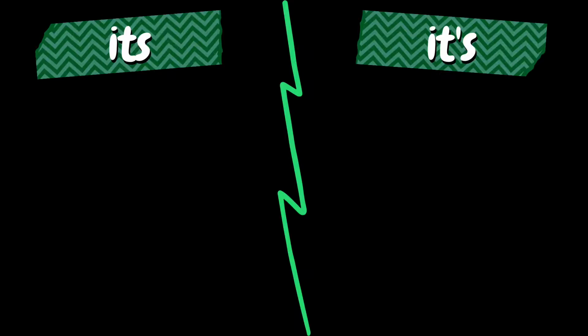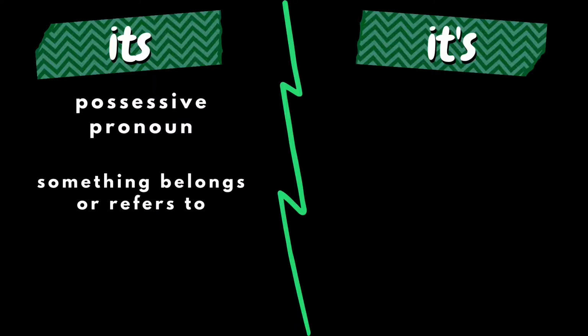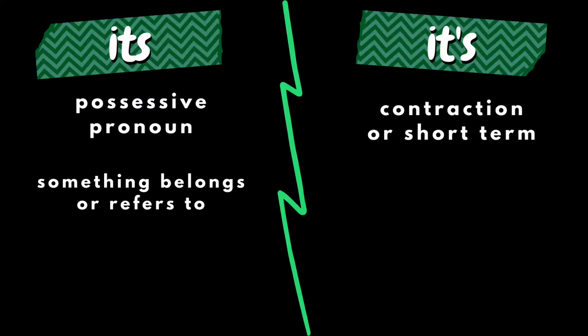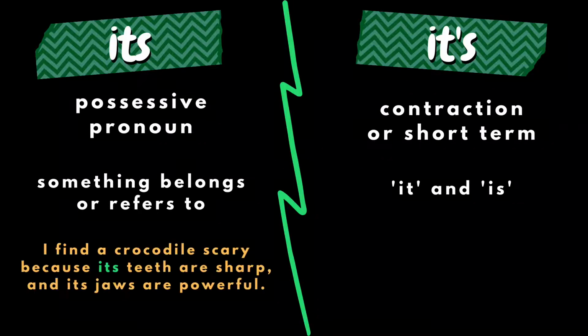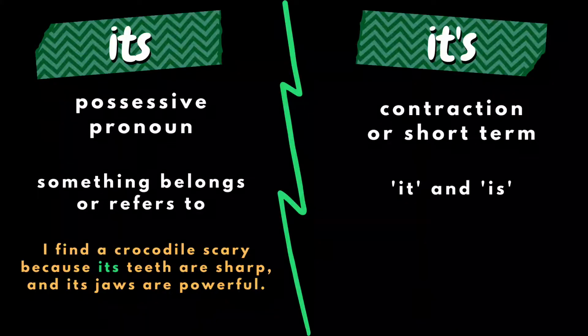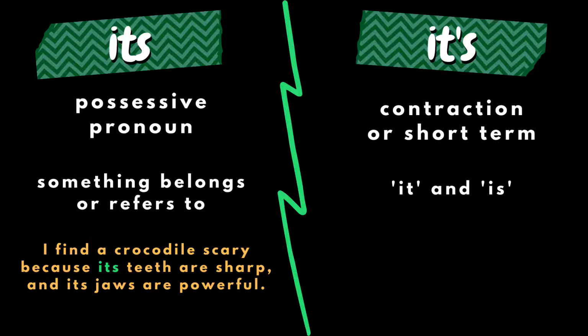The first pair is its without an apostrophe and it's with an apostrophe. The first word is a possessive pronoun, which is used to say that something belongs or refers to. The one with an apostrophe is a contraction or a shortened term for it and is. Observe the following examples. I find a crocodile scary because its teeth are sharp and its jaws are powerful.